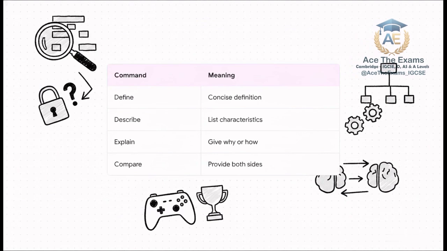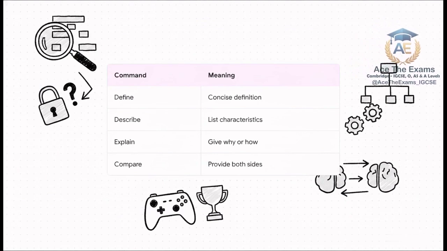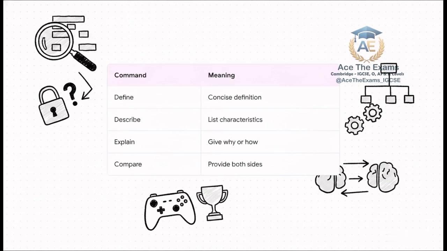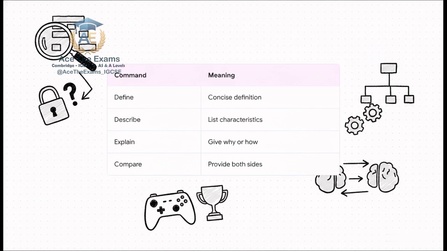And to actually secure those specific marks, we have to decode the Cambridge command words. If a question asks you to state or define, they just want a concise technical definition. Easy. But if they say explain and you just give a definition, you lose the marks. Explain requires the why or the how mechanism. And if they say compare, you must explicitly provide characteristics from both sides of the technology to show how they relate to one another. You have to play the game exactly as the command words dictate.